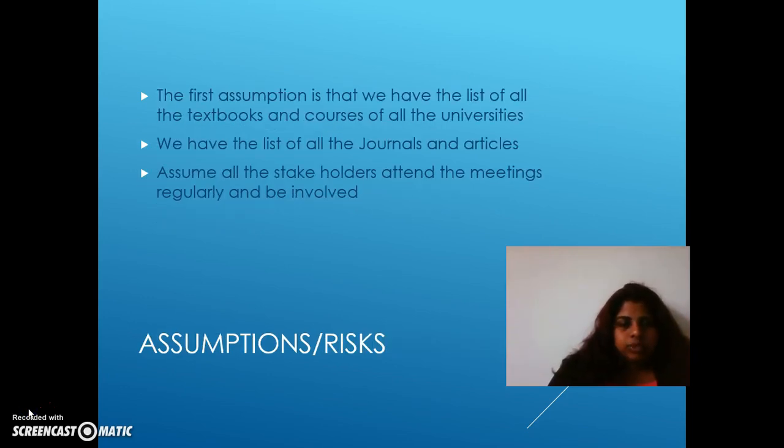And then let's look at the assumptions. The first assumption is that we have a list of all the textbooks and courses of all universities. This is because we think we get the books from the professors, which they recommend. So that is the reason why we assume that we already have the list of all the textbooks, and we have the list of journals and articles, and we assume that all the stakeholders will attend the meetings regularly and be involved. Those are the assumptions we make.